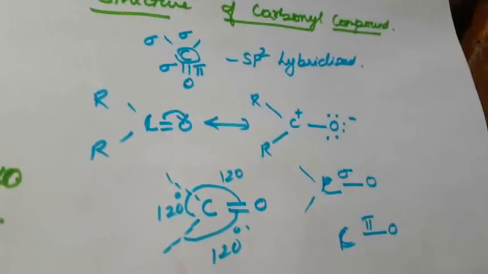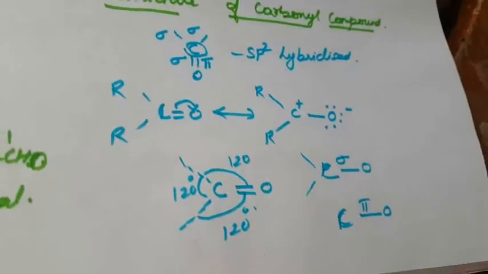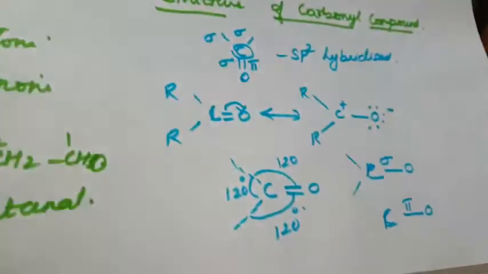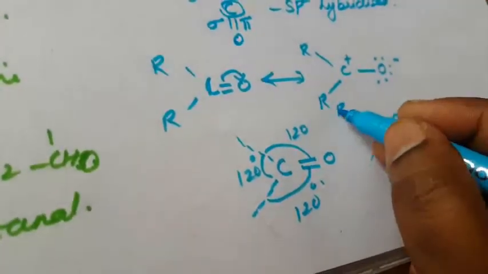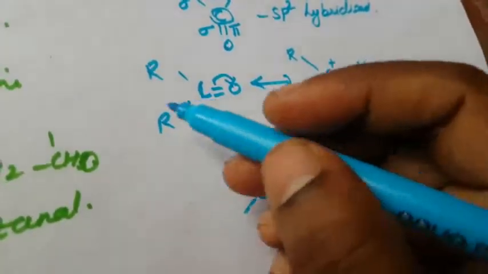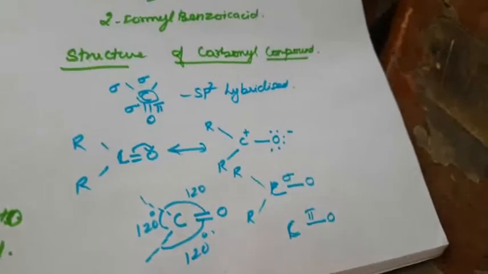The carbon-oxygen bond is a polar bond. This polarization contributes to the aldehyde and ketone. This is the aldehyde functional group, and it changes into the ketone functional group. Okay, so this is the structure of this compound.